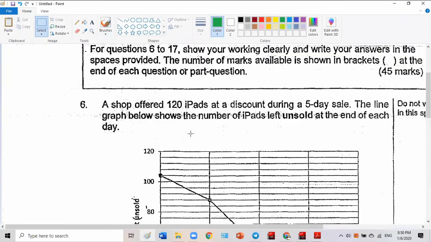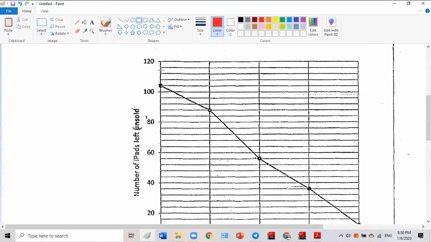A shop offers 120 iPads at a discount for the 5-day sale. Be careful, the line shows the number left and sold. Don't get tricked. They started with 120. Can you see now? So it started with 120.